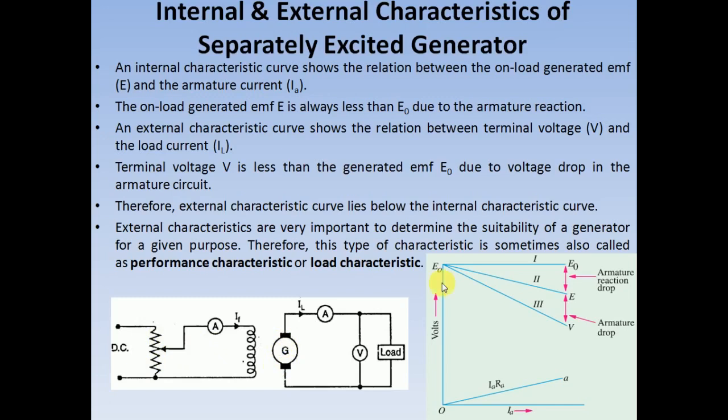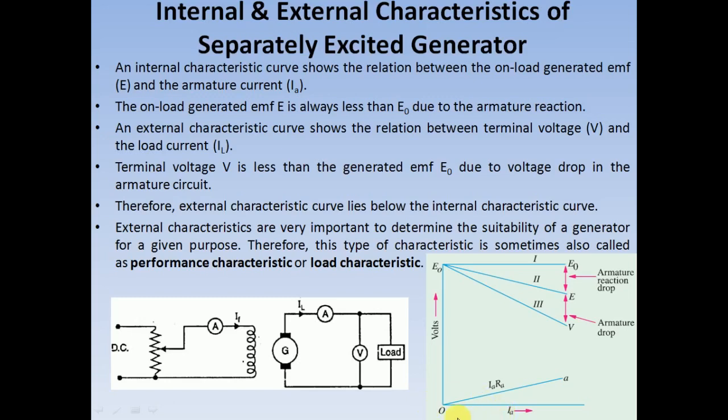In order to plot the internal characteristics, that is the characteristics between on-load generated EMF and the armature current, first, the characteristics between no-load generated EMF and the armature current is plotted. That is this line 1. From the magnitude of E0, we will be reducing the value of armature reaction drop to obtain the magnitude of E. As we all know from the previous session, when the magnitude of armature current is increasing, definitely the effect of armature reaction will also increase, which results in more armature reaction drop.